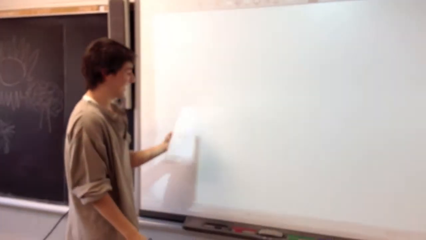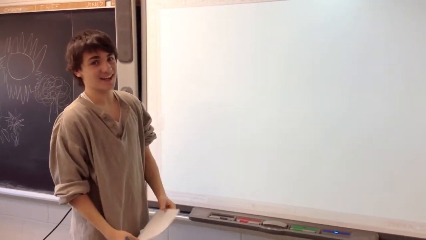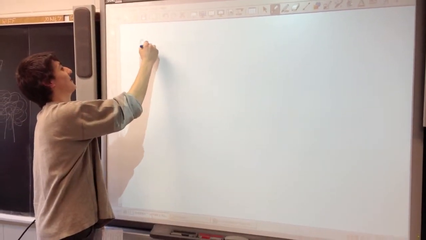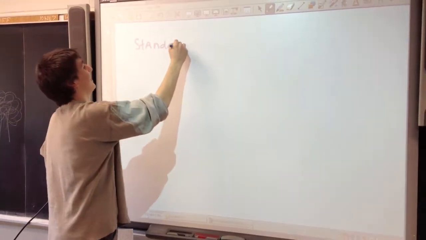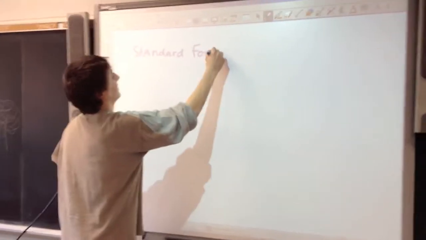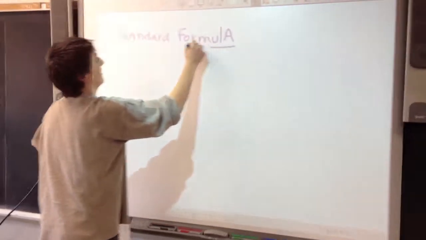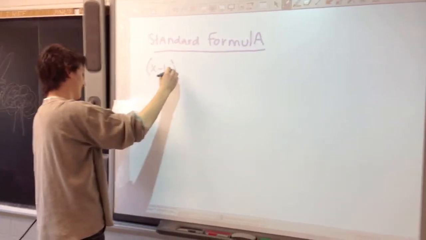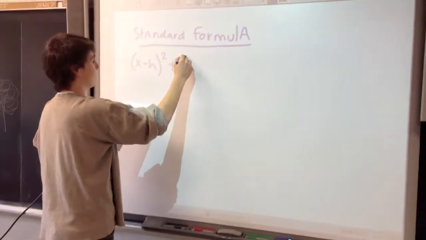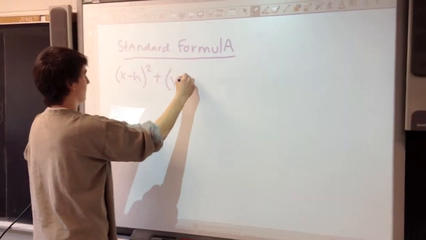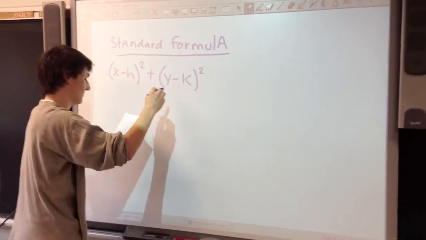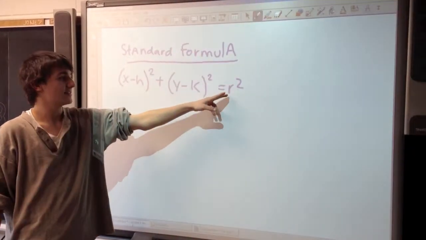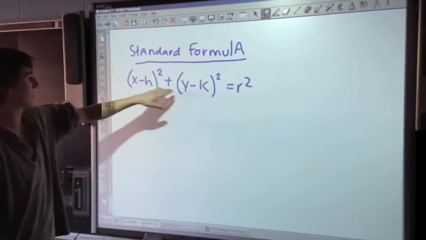Today I'm going to be talking about the equation of a circle and the inverse. So first I'm going to start with the equation of a circle. So I'm going to give the standard formula. So here is your radius, and here are what x and y is going to be.